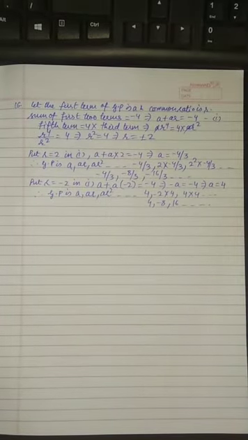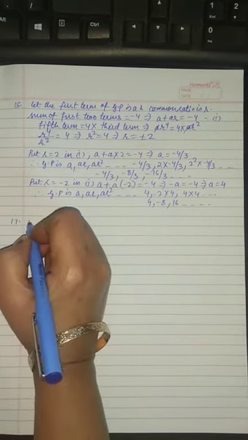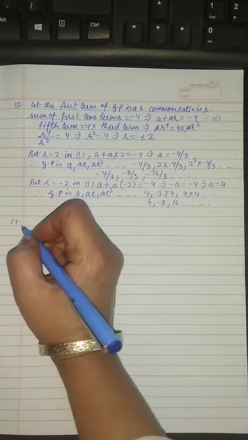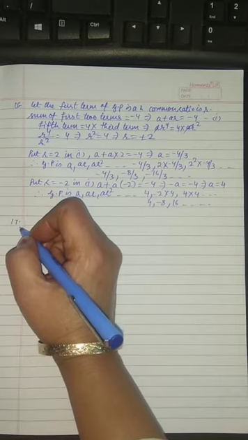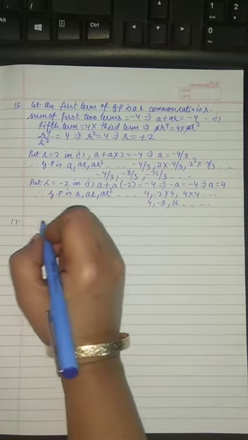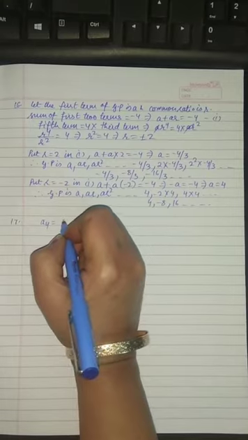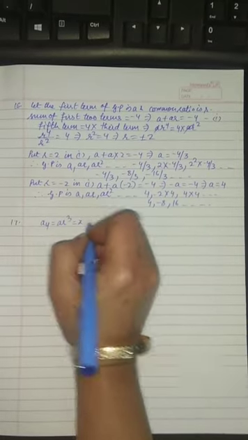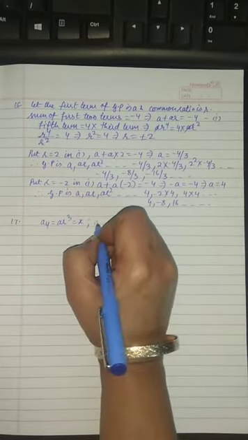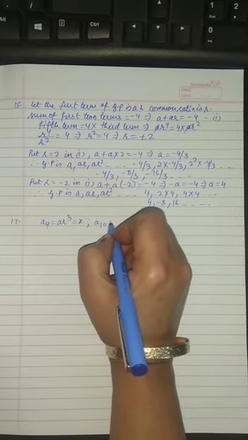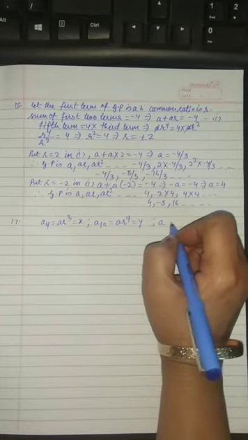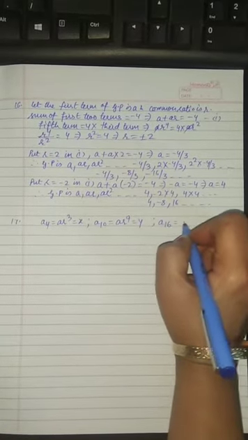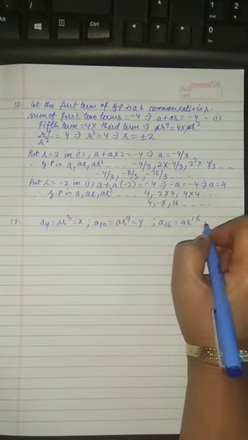Now question number 17. In question number 17 we are given that the 4th, 10th and 16th terms of a GP are X, Y, Z, and we have to prove that X, Y, Z are in GP. So A4 is given as X, that is AR cube is X. Then the 10th term, that is AR^9, is Y, and then A16, the 16th term, that is AR^15, is equal to Z.